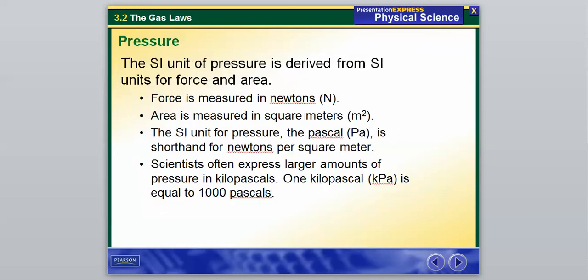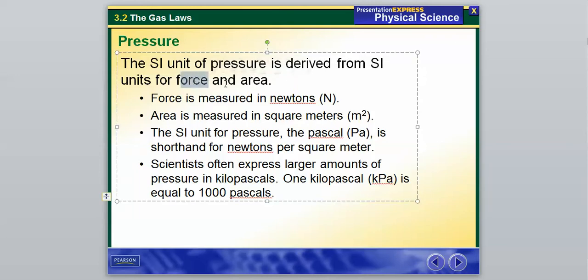And that will make more sense because we derive pressure, when we talk about our SI units, from force and area. So how we measure pressure is basically taking how much force we have and dividing it by how much area it has taken up. So force is measured in newtons and area is measured in square meters, and this gets a little bit confusing because then we called our SI unit for pressure the Pascal. So it's just a shorthand way for writing newtons per square meter.